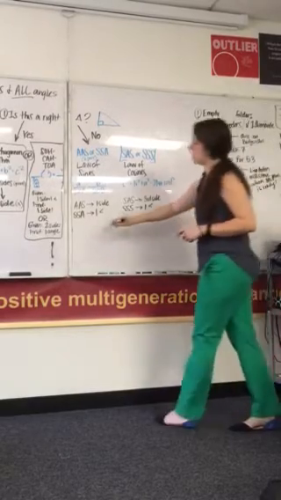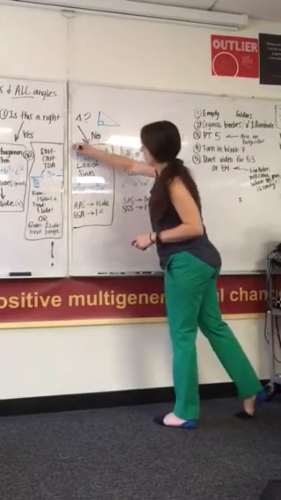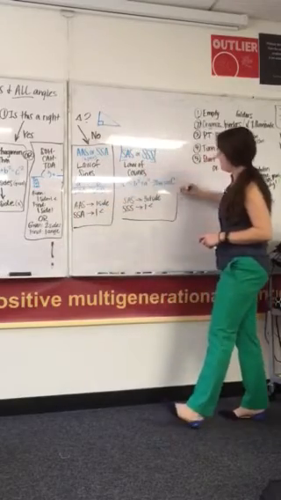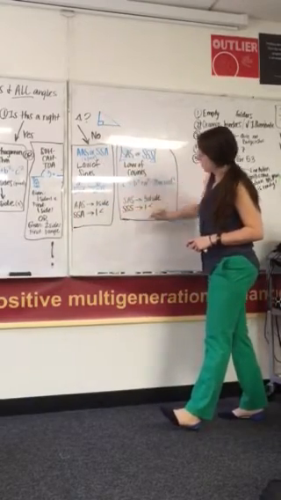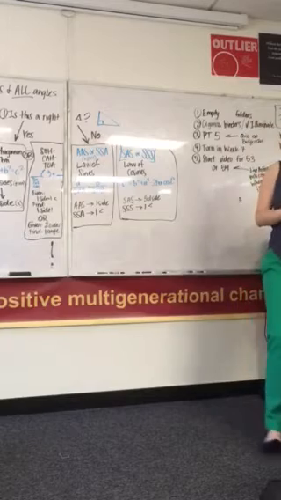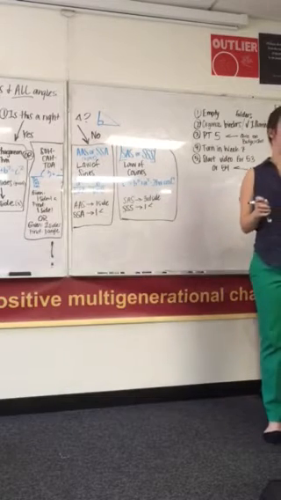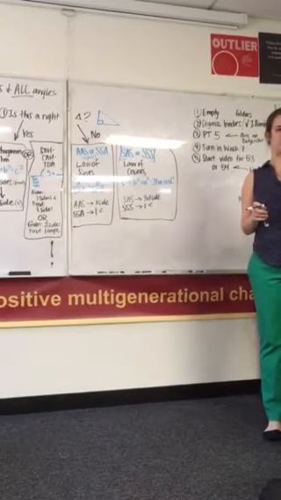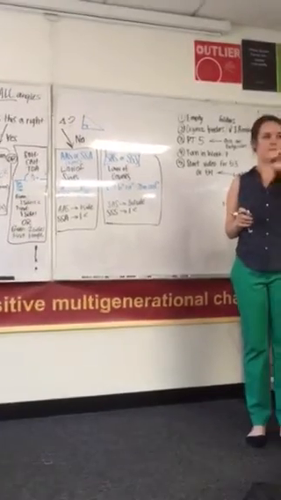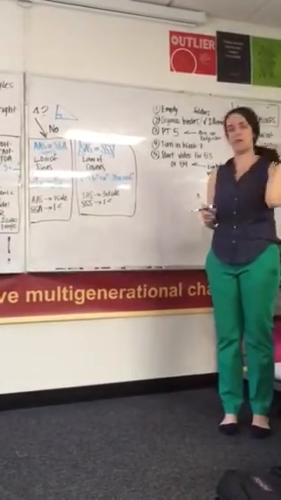So these are my two options for if I have a non-right triangle. Are there any questions about those four options? Those are our four tools. Awesome. Thank you guys for your help on that one.